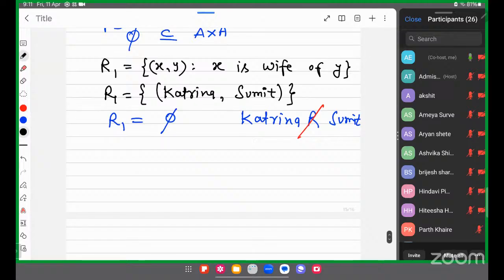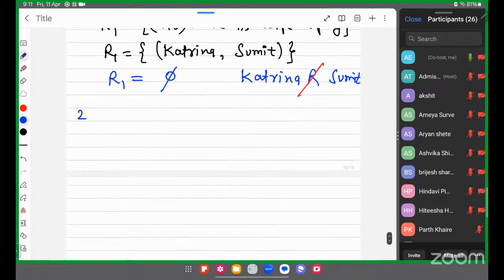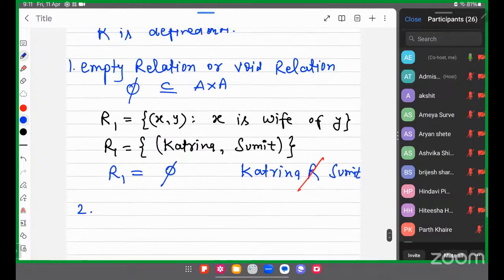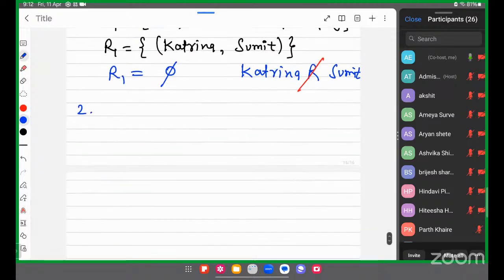Let's say we have the largest possible relation. Could you guess which will be the largest one? If empty is the smallest, which will be the largest relation? Universal, or the set by itself, because every set is a subset of itself and a relation is a subset. So we can define another relation which is largest possible, and this is known as universal relation.